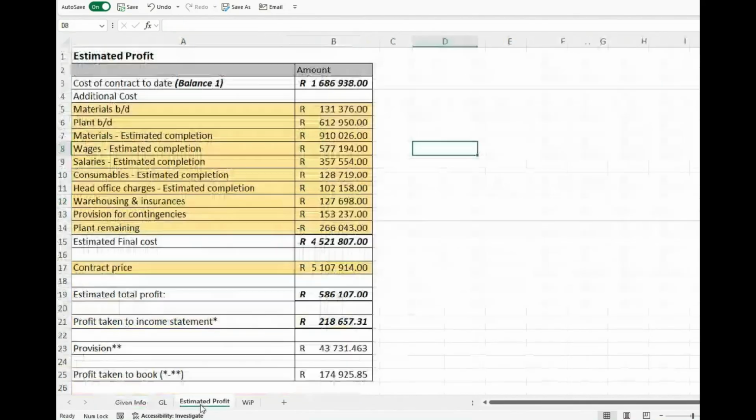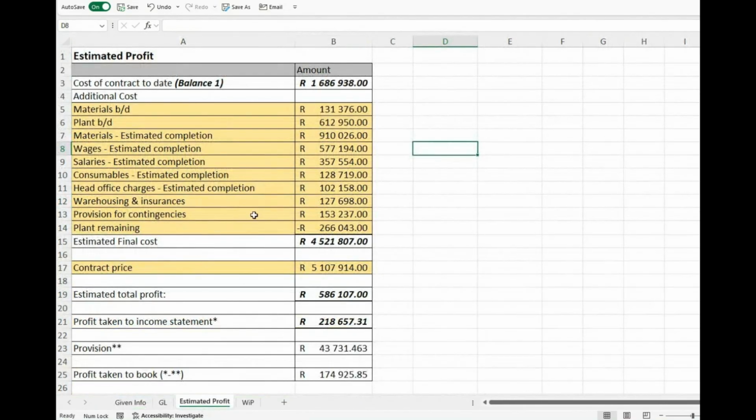Just go and look at everything that goes into your estimated profit. Then we get to our estimated final cost. Why are we subtracting the plant remaining? Because possibly we made a deal with somebody that once we are finished with this job or this contract, they will come in and take over the remaining plant. That's a deal that is settled, so we have to subtract the plant remaining, and so we get to the estimated final cost.